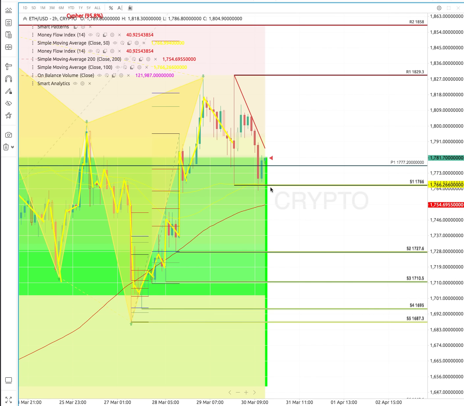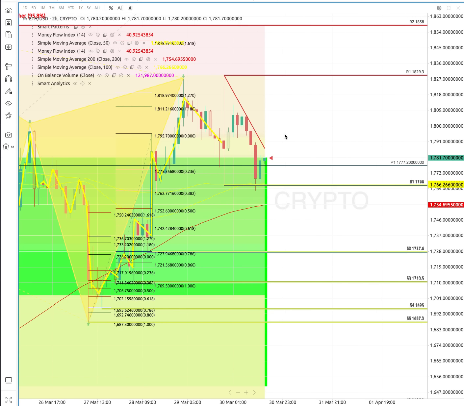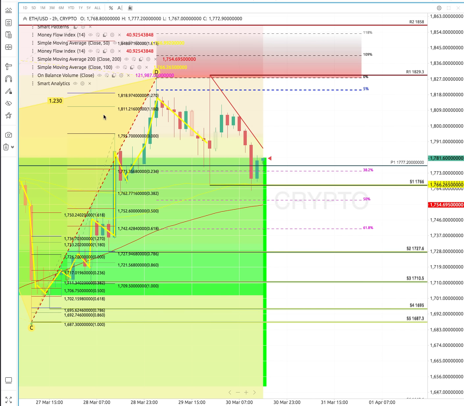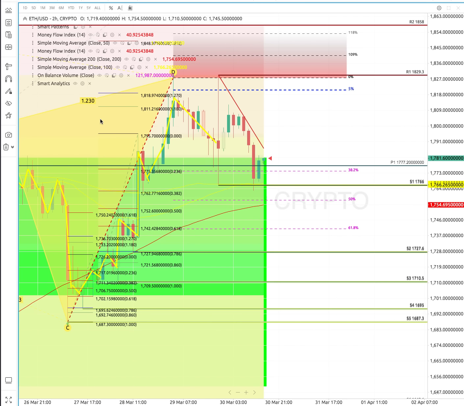We did hit the support 1 line at 1,766, and we just saw support push it back up right after it broke past that support 1 line. So the major thing we're looking for is this trend line right here. This is a trend line. We want to see if support is going to break that trend line, and whether it's going to continue to go up or continue to go down.